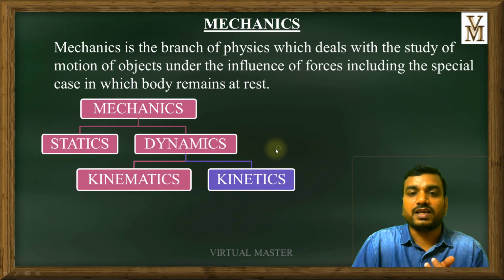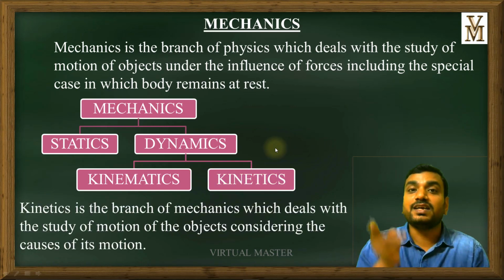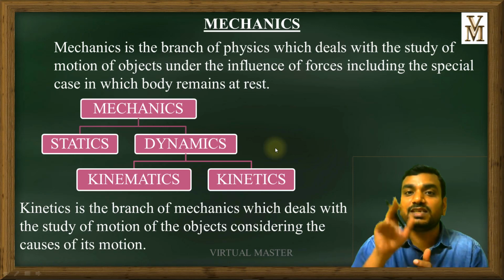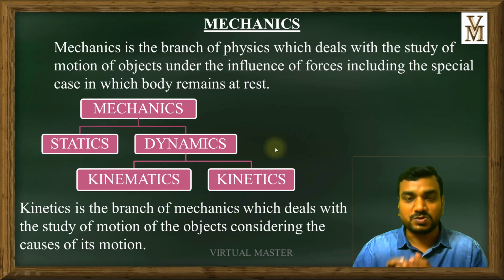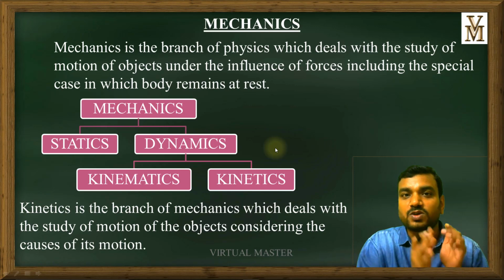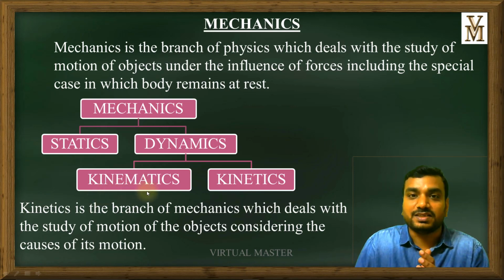Whereas in case of kinetics, we will be studying the motion of an object considering the causes. Okay. In kinematics, we were ignoring the causes. In kinetics, we are considering the causes of the motion also. So the difference between kinematics and kinetics is, in kinematics, we are ignoring the cause of the motion, whereas in kinetics, we are considering the cause of the motion. Our chapter, that is motion in a straight line, comes under the branch kinematics.